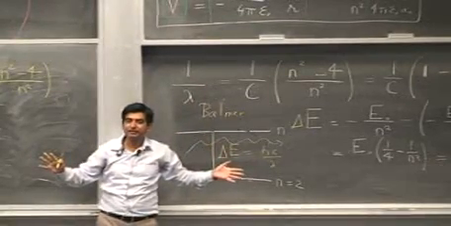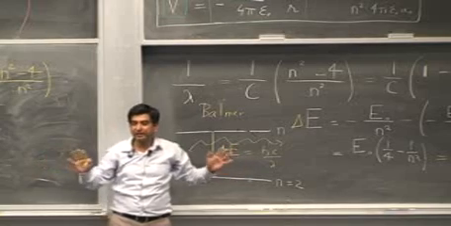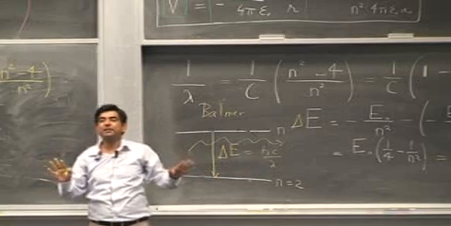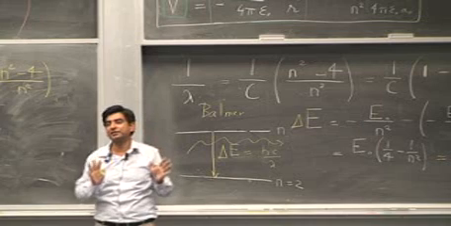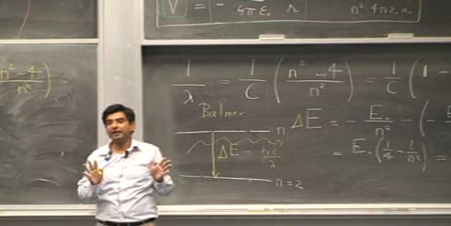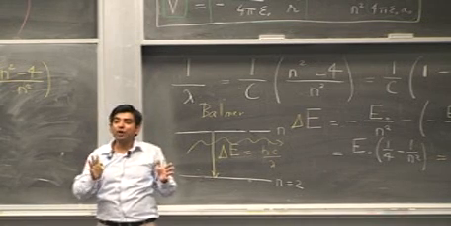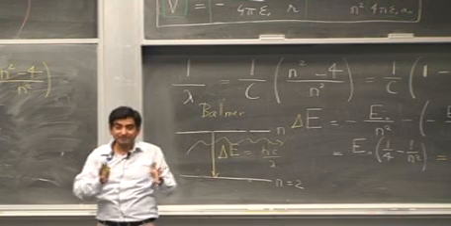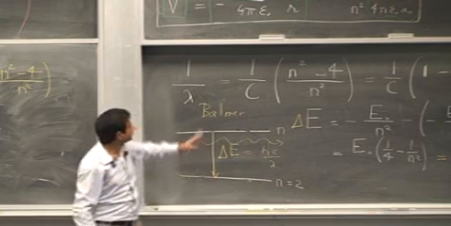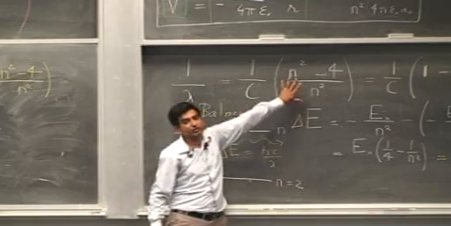Empirical ka matlab samajhte hain? Empirical ka matlab hota hai observation se jo cheez nazar aa rahi ho. Theek hai? Analytical nahi hai, wo observation se nazar aati hai. Experiment se nazar aati hai. So this was Balmer's empirical formula.